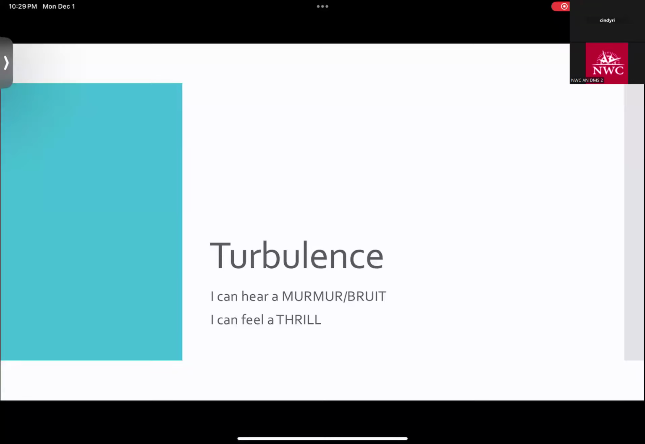Just as a reminder, when we are talking about turbulence, if you can hear turbulence, so an auditory sound of turbulence, it's called a bruit. I'm also including the word murmur now. And then if you can feel the turbulence, so you can feel that chaotic blood swirling around in the patient's artery, what you are feeling at that time is a thrill.